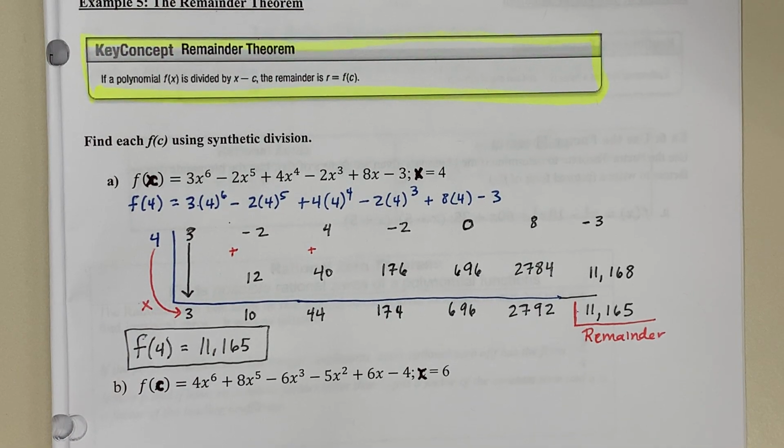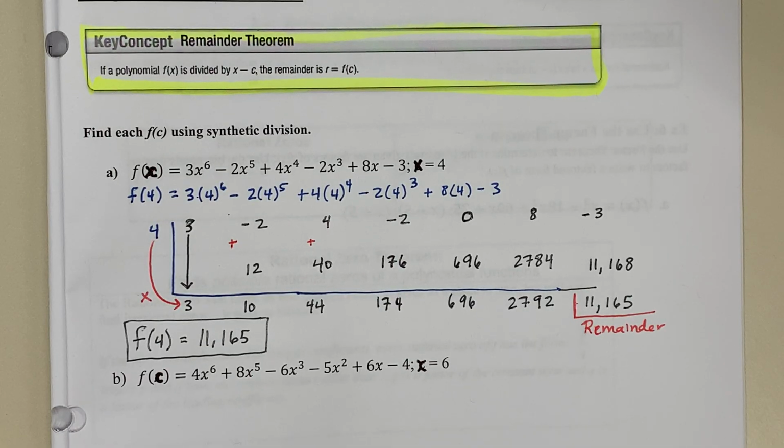I'm going to pause the video. I would like for you to attempt letter B and C. Once you finish B and C, I want you to hit play, and I want you to go through and check your answers.